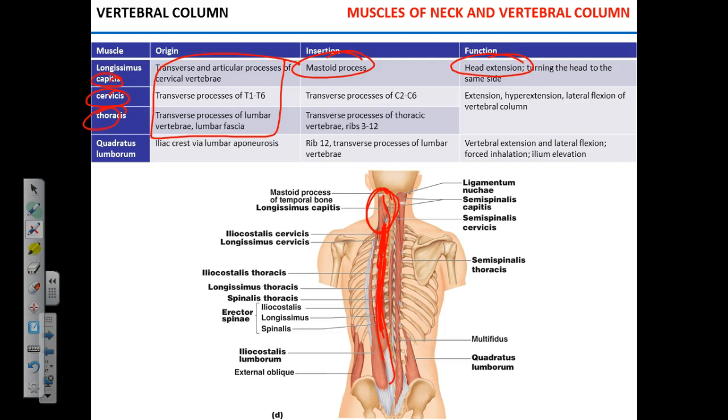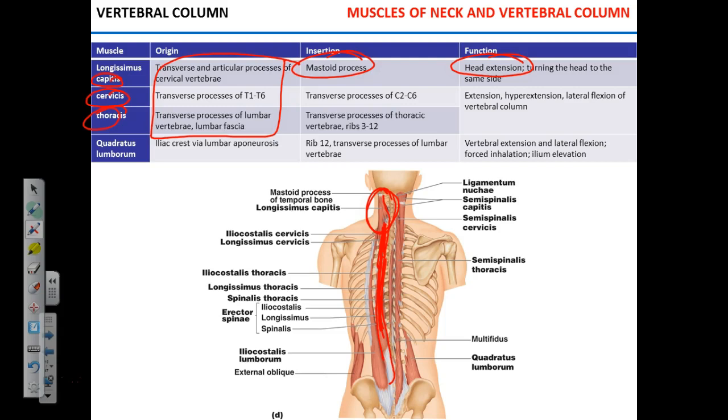So the main function of longissimus capitis is head extension. Also, now think about this, that's actually pretty cool. Sternocleidomastoid: its origin is at the sternum, insertion at the mastoid process. When you pull on it, the head turns to the opposite side. I pull on the left sternocleidomastoid, my head turns to the right. Does that make sense?